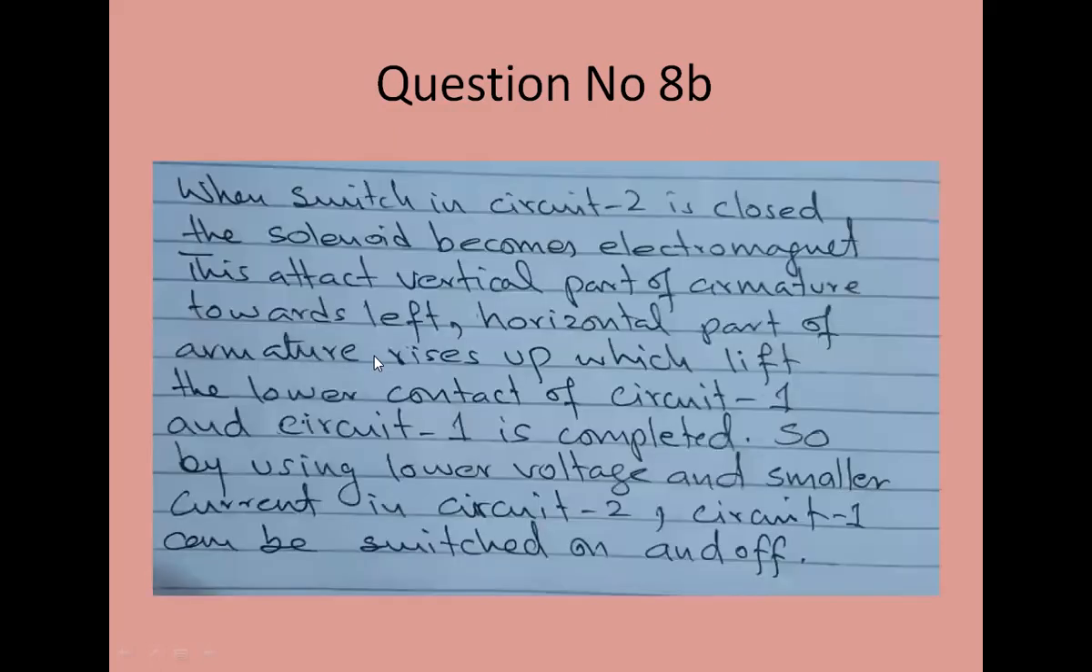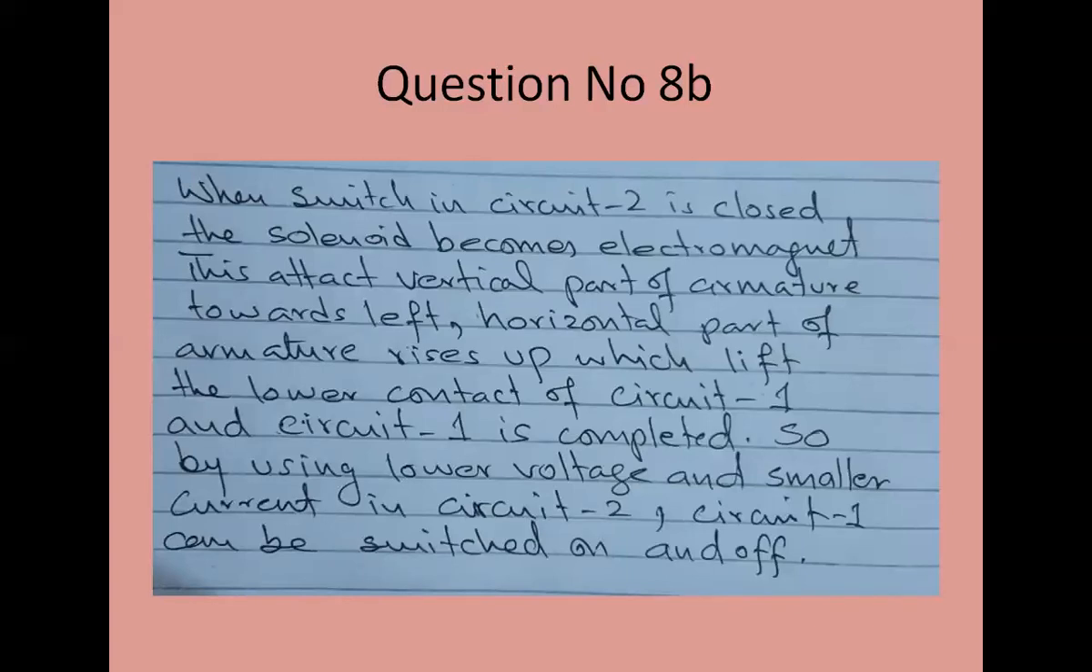So let me show you. When the switch in circuit 2 is closed, the solenoid becomes an electromagnet. This attracts the vertical part of the armature towards the left. The horizontal part of the armature rises up, which lifts the lower contact of circuit number 1, and circuit 1 is completed. Because both those contacts touch each other, the circuit is completed.